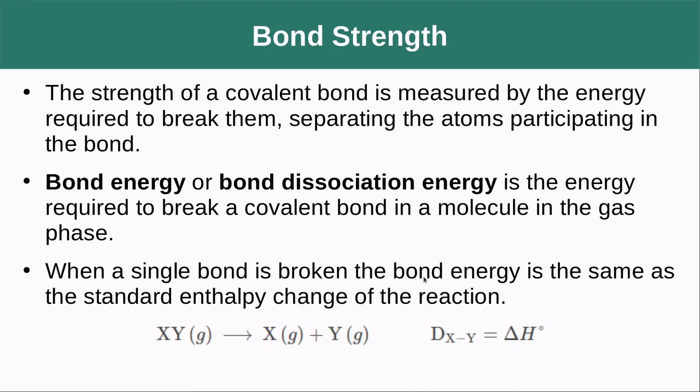When a single bond is broken, the bond energy is the same as the standard enthalpy change of the reaction. So we saw this before. We see now that if we have X bound to Y, we break that bond, we're going to get a bond energy that is going to be equal to the standard change of enthalpy for that reaction.